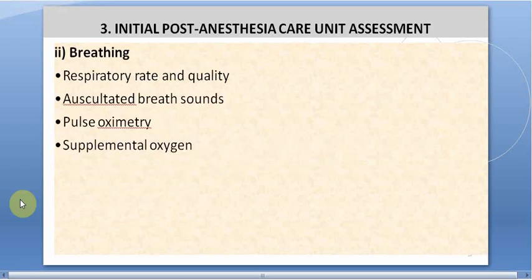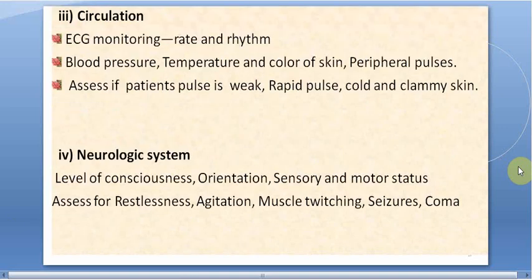Next is breathing. Whenever breathing comes, you have to monitor the rate of breathing. What are the breath sounds? Whether normal breath sounds are there, or whether abnormal breath sounds are there, like rales, rhonchi, wheezing. All that has to be assessed. For the quality of breathing, you can auscultate the breath sounds. If necessary, you can provide oxygen administration. They may use a face mask, nasal cannula, any method.